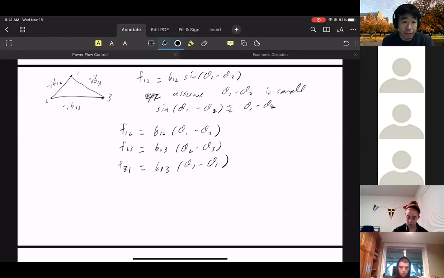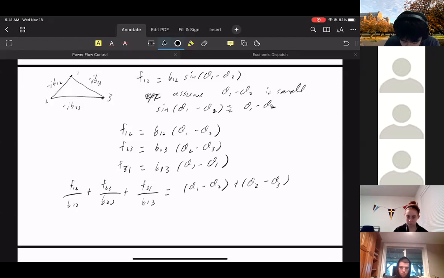So if you look at the three flows, they're driven by these angle differences. There's actually a linear relationship between all those flows. They're actually linearly dependent. For example, I can sum it this way. Let's do the sum. If I sum things in this way, I have theta 1 minus theta 2 plus theta 2 minus theta 3, plus theta 3 minus theta 1, right? I divide the line admittance out of it. Then I get a sum of angles.